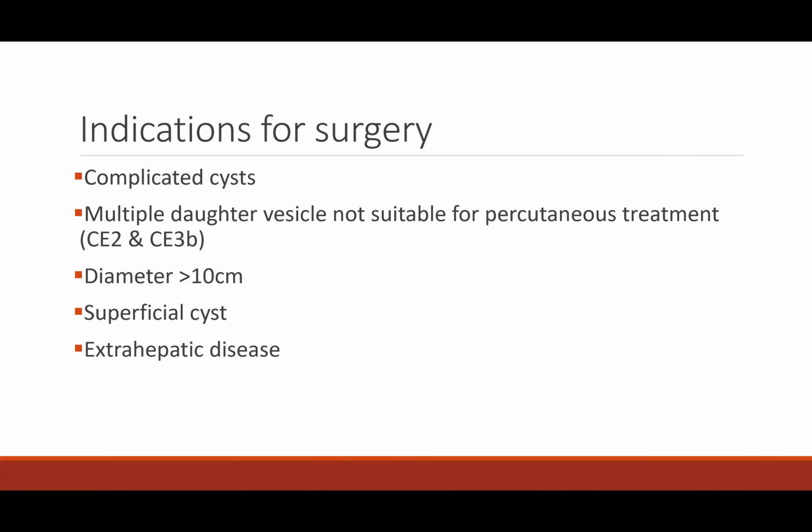So in terms of indications for surgery, surgery is the treatment of choice for the management of complicated cysts. So these are cysts that have ruptured, or cysts with biliary fistulae, cysts that compress vital structures, or cysts with secondary infections or hemorrhage. Surgery is also warranted for the management of cysts with many daughter vesicles that are not suitable for percutaneous treatment, and this would be WHO CE2 or CE3B if you go back to the table.